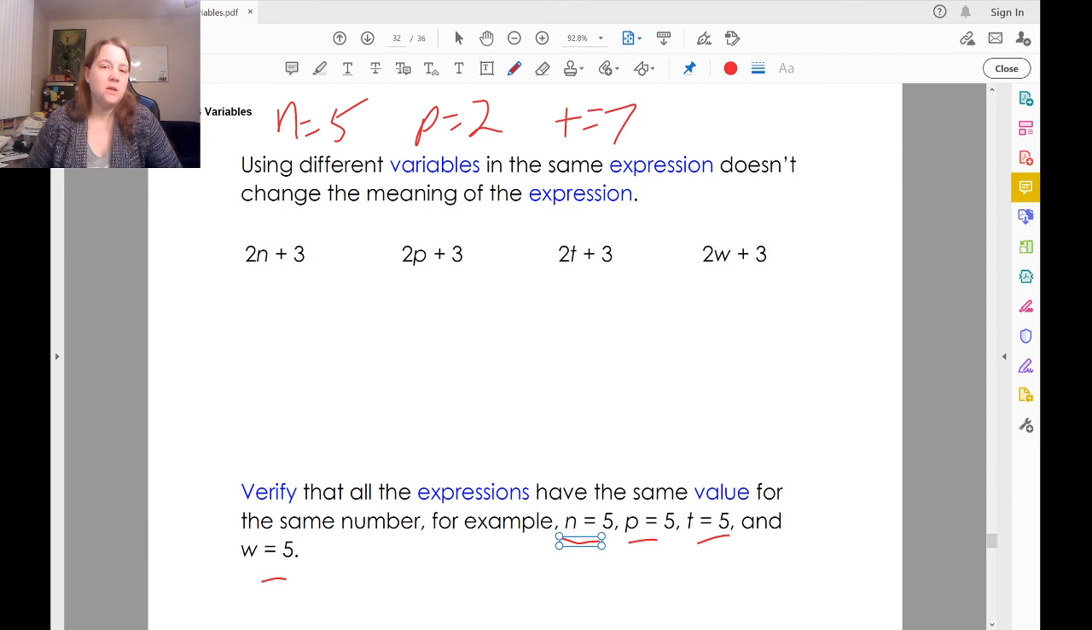N will not always equal 5. N could equal 7,000. N could equal 2. It will change a lot. So don't ever assume n is always 5.